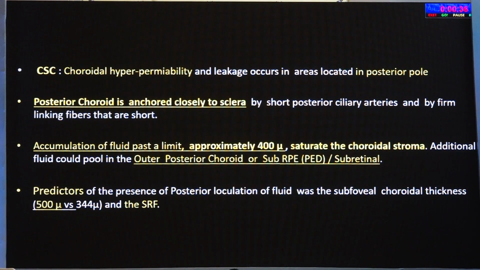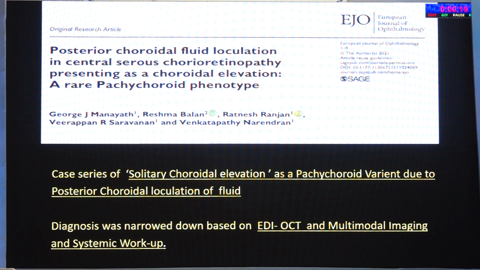So this happens when choroid stroma is saturated beyond 400 microns, 400 to 500 microns, and beyond that amount of fluid accumulation in the choroid, it loculates in the outer posterior choroid as choroidal fluid loculation. So we had published in this regard saying that the posterior choroidal fluid loculation in fact can present as a rare variant of pachychoroid disease as choroidal mass lesion.